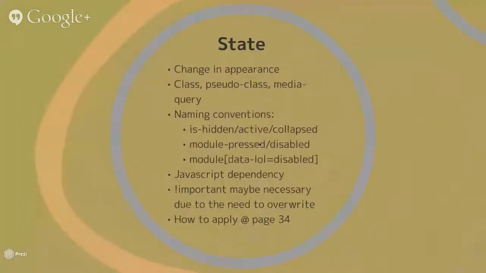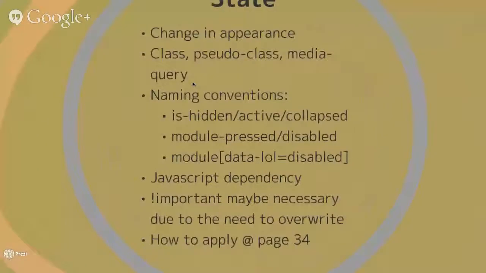The next category is called the state. Basically, it deals with the change in appearance. Changes in appearance are brought about by the addition of a class through JavaScript, or a pseudo class like hover, active, and lastly, media queries in responsive websites. The naming convention is like this: you have an "is-", then whether you want hidden or active or whatever, or you specify a module that you want to implement the state on.